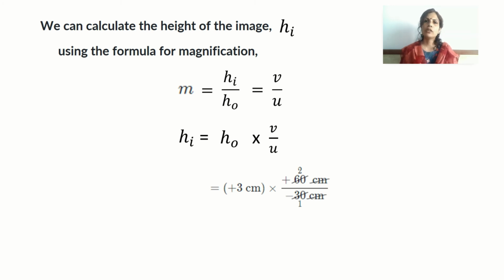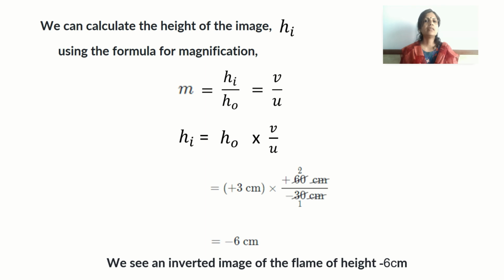So we are left with minus 6 centimeter, and so we can see an inverted image of the flame of the height minus 6 centimeter. And for calculating this, you will be given 2 marks. So this is how a 5-mark question is been divided into 2 plus 2 plus 1. Alright, let's see another question.